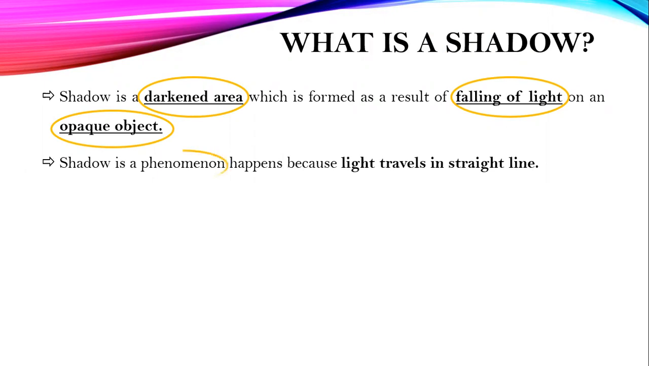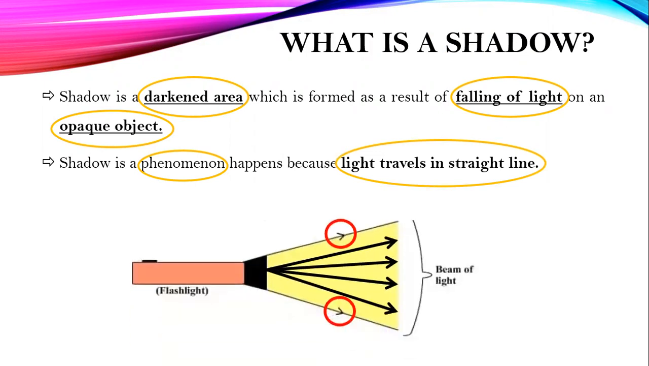Shadow is a phenomenon. Shadow is a phenomenon that happens because light travels in a straight line. Do you remember this picture we used last session to clarify that light rays are traveling in straight lines? That's why I told you that this property of light is very important, because shadow will never ever happen if light didn't travel in a straight line. So shadow is a phenomenon that happens because light travels in a straight line.